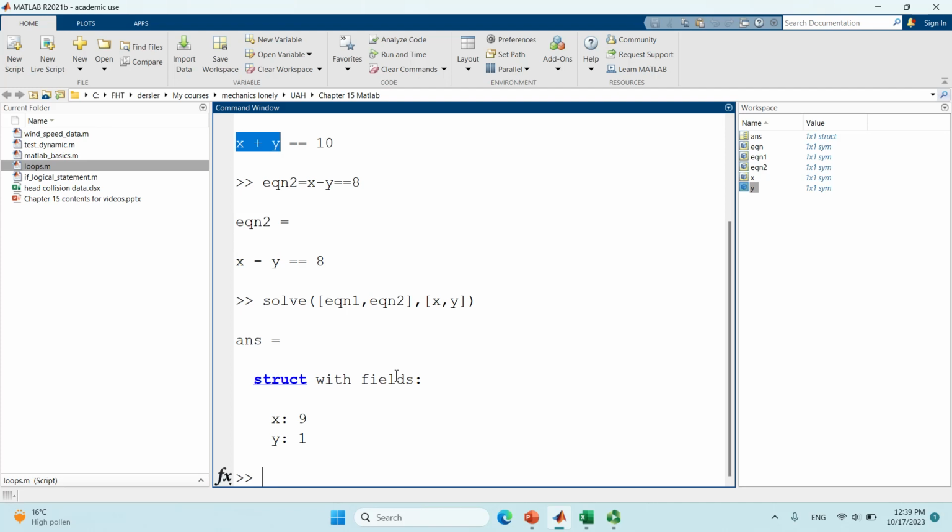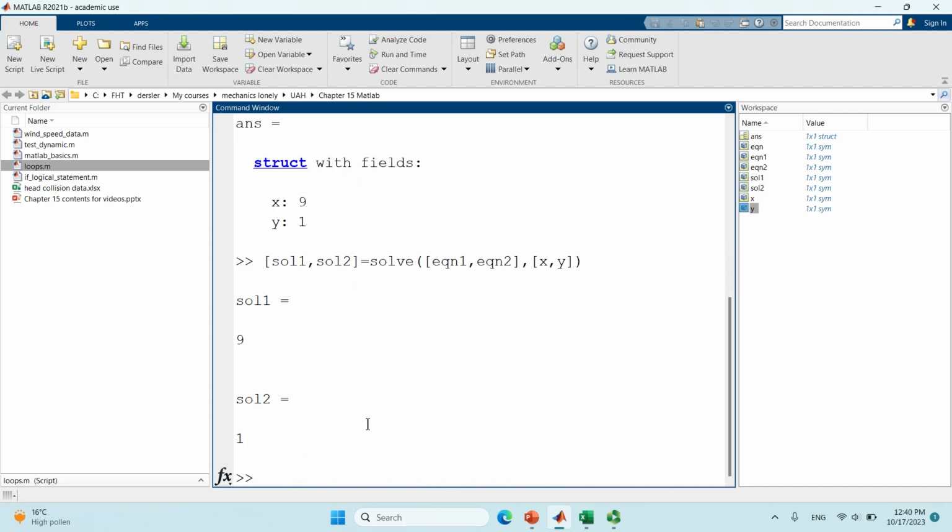Or you can go this way. You can say brackets, solution 1 and solution 2 is equal to solve this one. Okay, and this is that solution 1 is 9 and solution 2 is 1. Or instead of solution, you can just say x and then y. Okay, x is 9 and y is 1. So this is how the symbolic operations in MATLAB work for the commands. But there are lots of them. As I told you, you can use any of them as you want.